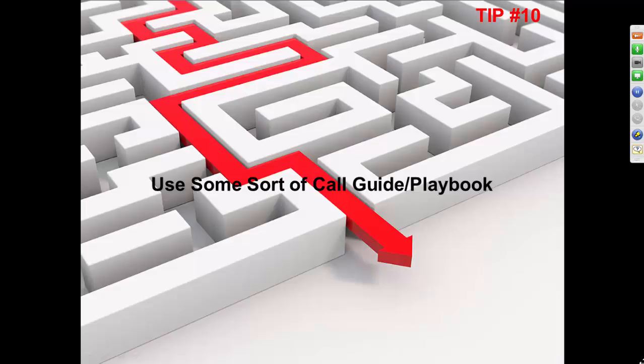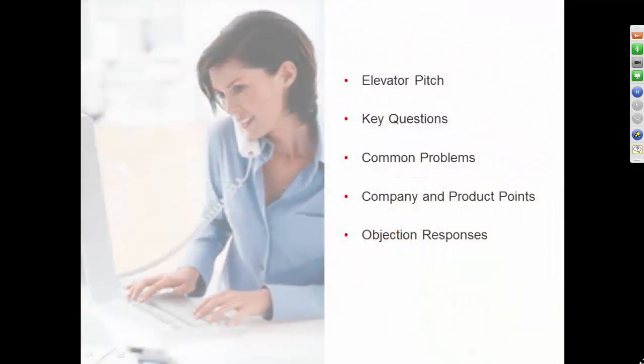The last tip is to have some sort of call guide and playbook to be more prepared and to have that in front of you and to use it as a guide for what to say, but we don't want you reading from it. And if you stop to think about the tips that we've given you here today, we've given you some stuff that you should say when you talk to prospects.